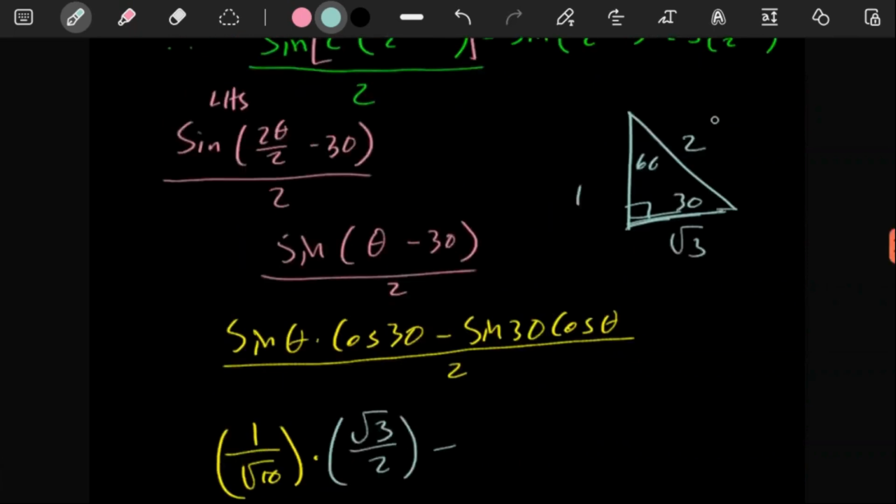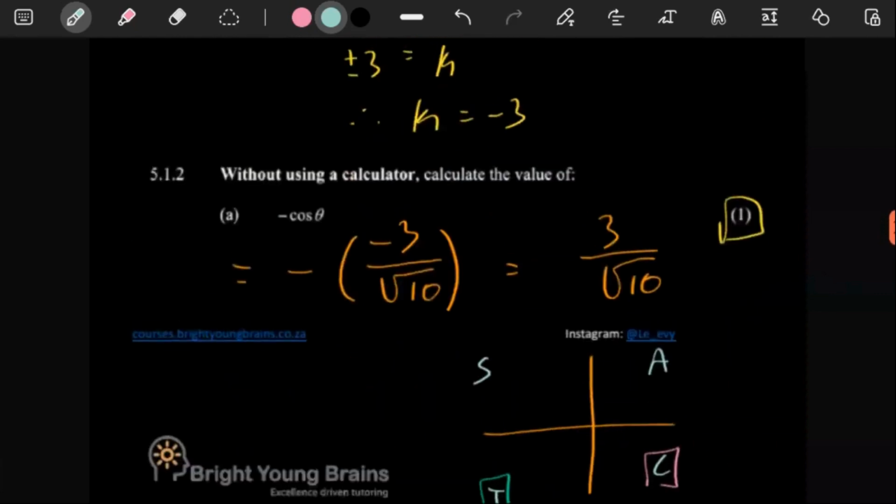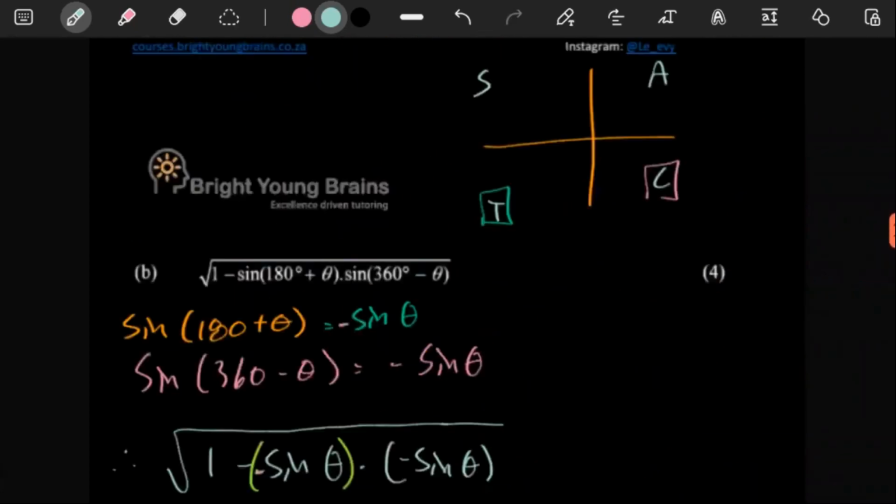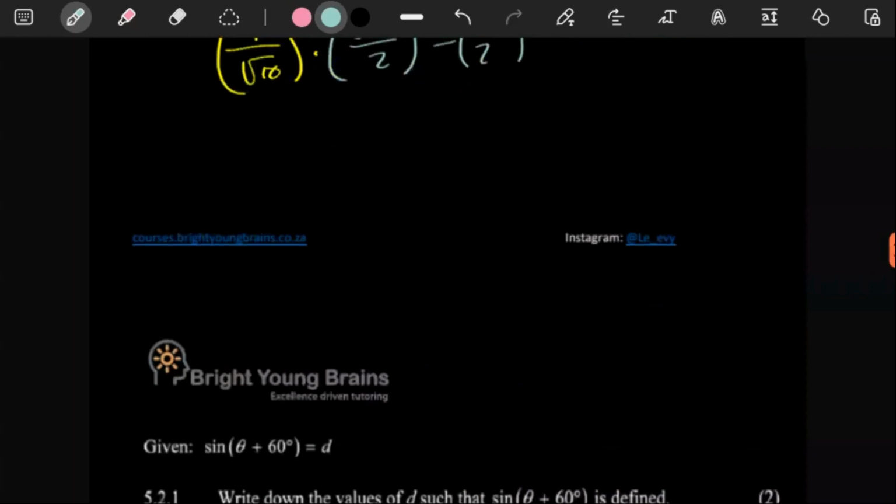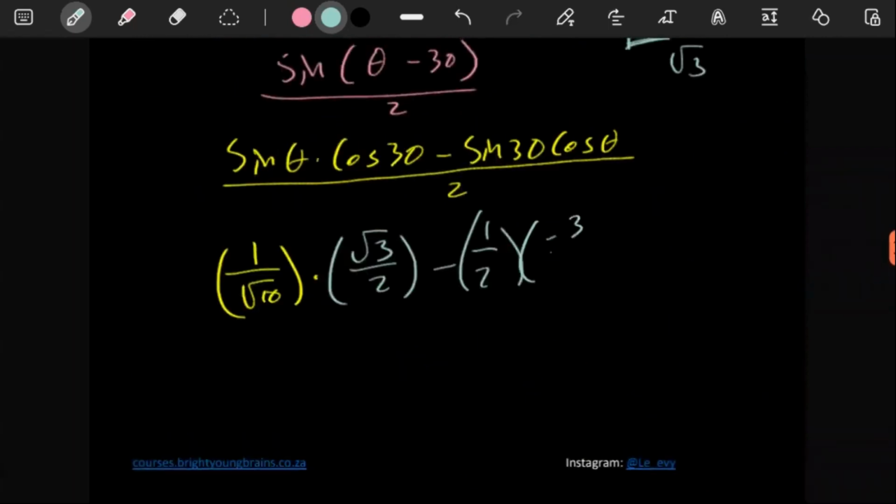Cos theta is like 1 over 2, so it's like a half. Cos theta, according to our sketch, is adjacent over hypotenuse, so it's negative 3 over square root of 10. Negative 3 over square root of 10. The whole thing is being divided by 2.